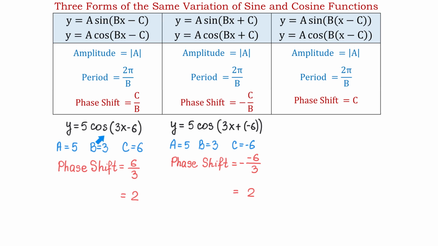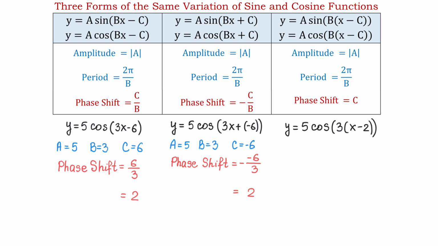Now I need to rewrite this function so that it matches the third form. For this, I will factor out 3, and then I will start parentheses, and inside the parentheses I will have x minus 2. So the function will be y equals 5 cosine of 3 parentheses x minus 2. In this form, a equals 5, b equals 3, and c equals 2.